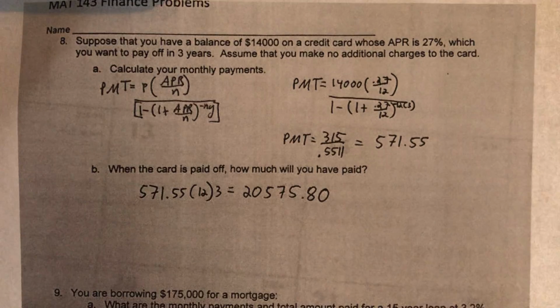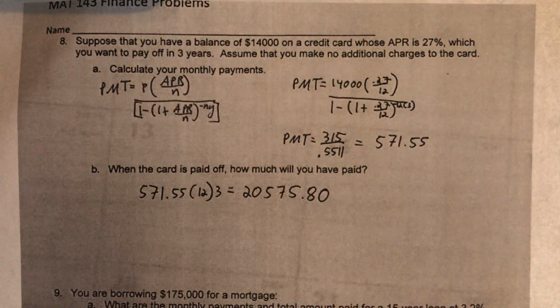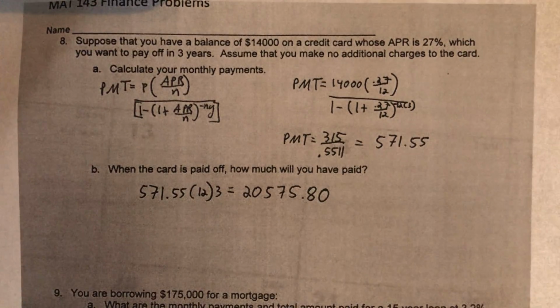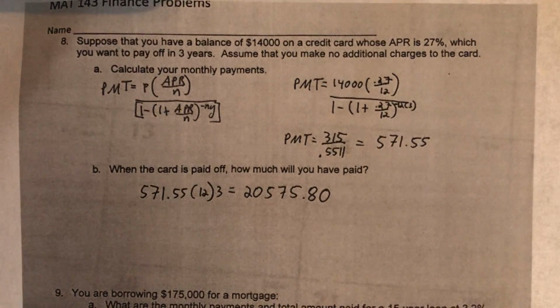All right, so how much do we end up paying back? So 571.55 times 12 for months times 3 for years means we would pay $20,575.80 back on a $14,000 loan.